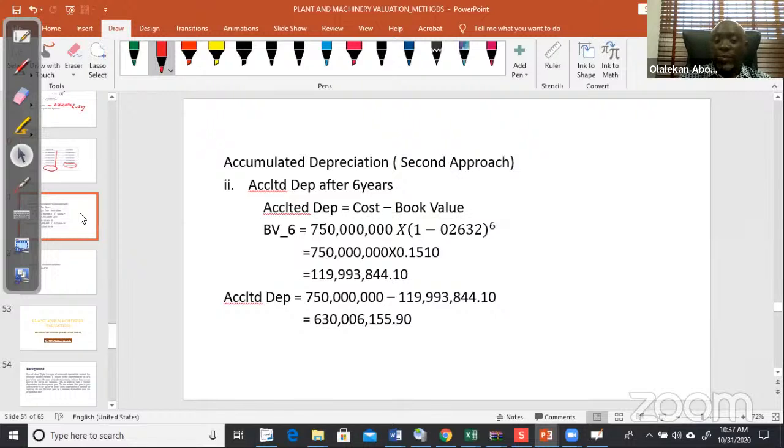To determine accumulated depreciation, don't forget that we said it is cost minus book value. Using that method, you determine your book value at the end of year 6. The only thing you need to note very well is that your Z will be 6. So 1 minus your depreciation rate, which is 0.2632, raised to the power of 6.